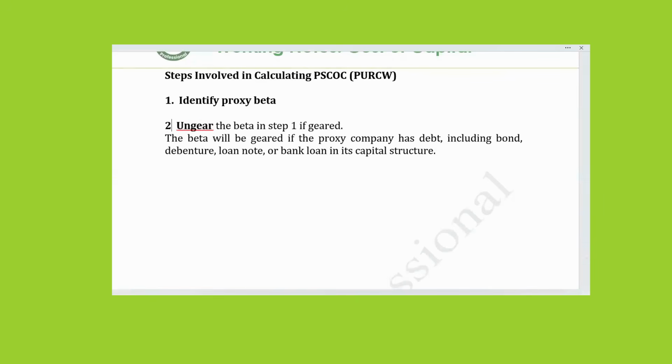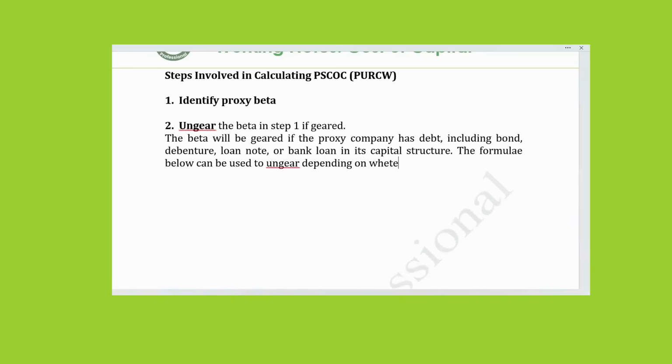All right. So how do you then ungear? The formula below can be used to ungear, depending on whether or not that beta is given. Okay, depending on whether or not that beta is given.